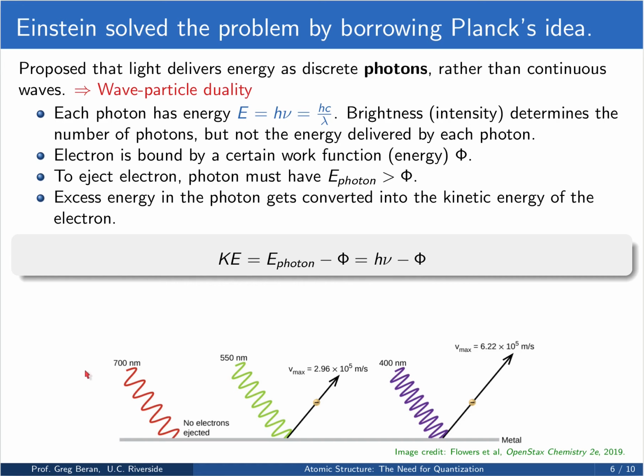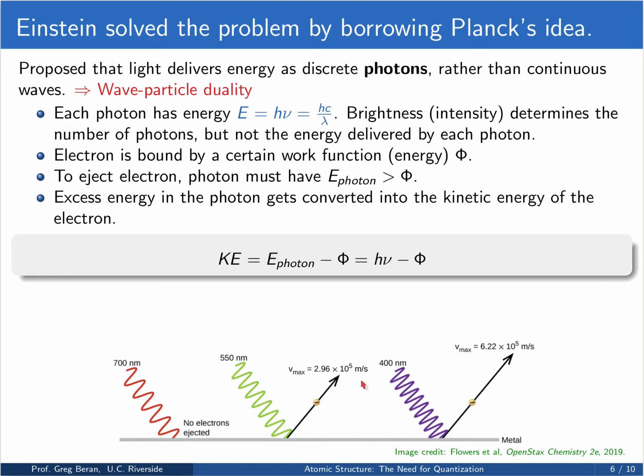So the picture we have here is, for example, that a red 700 nanometer wavelength light might not have enough energy to liberate an electron from a particular metal. So we shoot the surface with that wavelength and no electrons are ejected. However, if we shorten the wavelength to 550 nanometers, now we have a shorter wavelength, a higher frequency, a higher energy. Now maybe we have enough energy to liberate that electron from the surface. We have more energy than the work function, and the excess energy goes into the kinetic energy of the electron. And so that electron leaves with, say, this 2.96 times 10 to the 5th meters per second velocity.